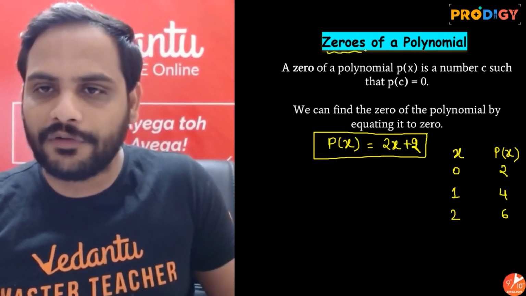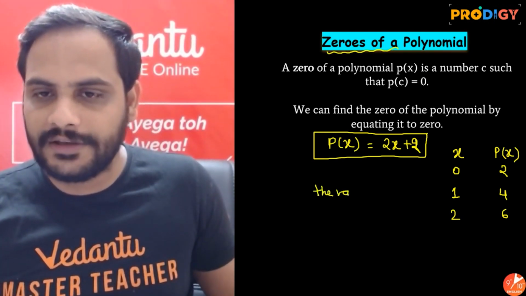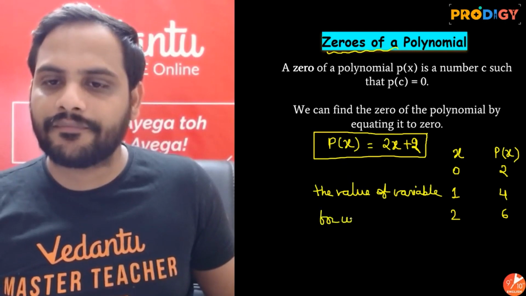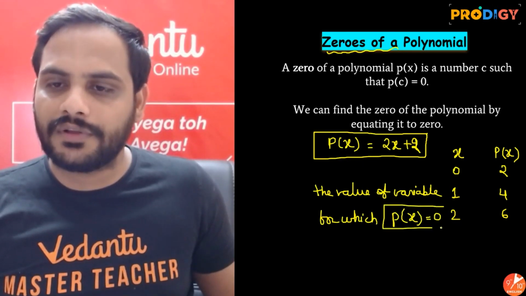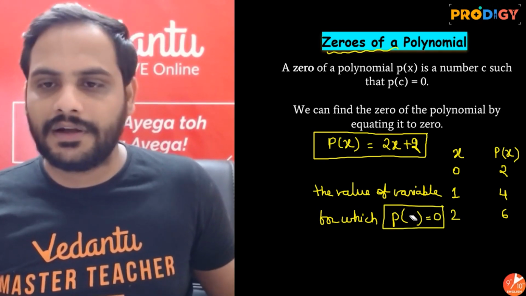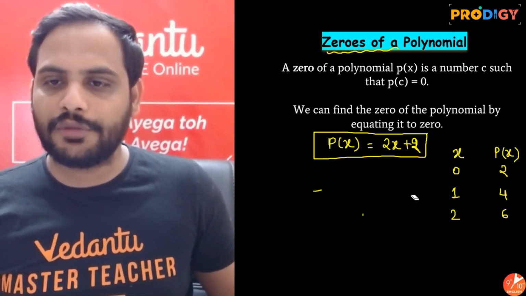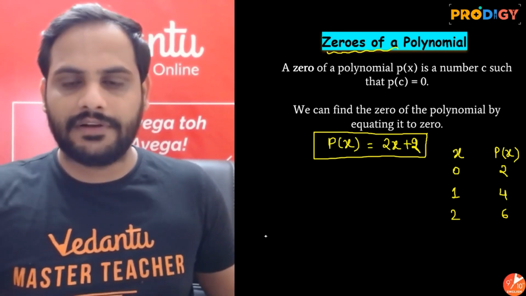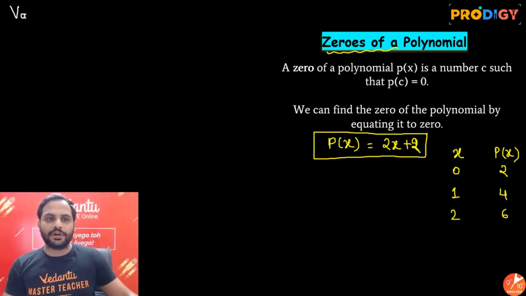So a zero of a polynomial is that value of x, the value of the variable, for which the value of the polynomial becomes equal to 0. For example, let us say this polynomial 2x plus 2 is given over here, beta. Okay, wait a second, just let me use some more space. For example, as you all know, beta, the value of a polynomial.